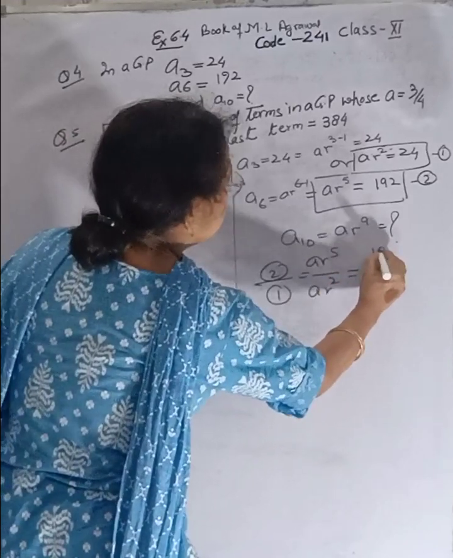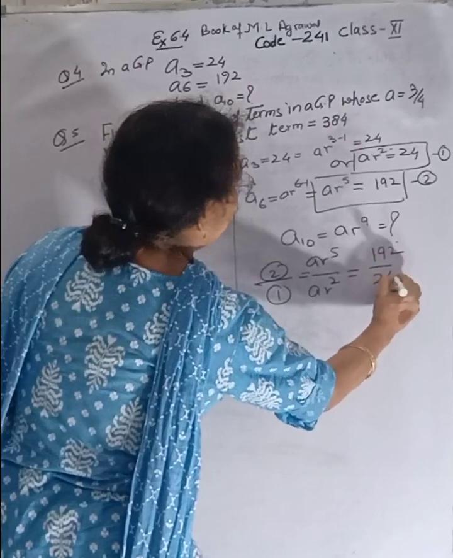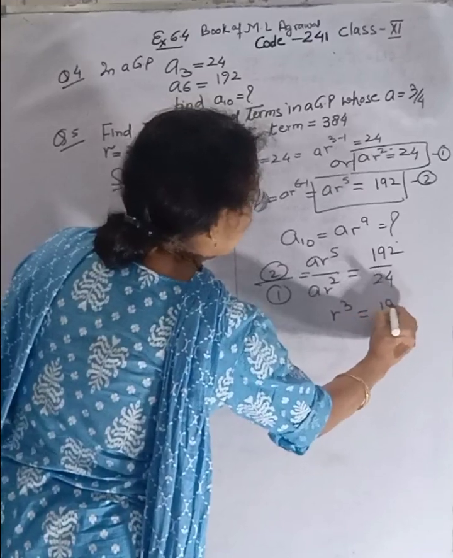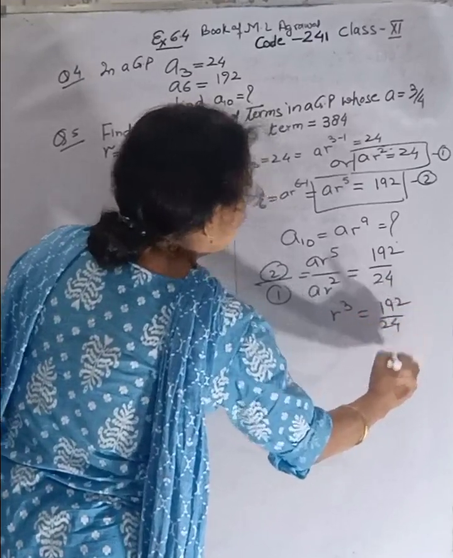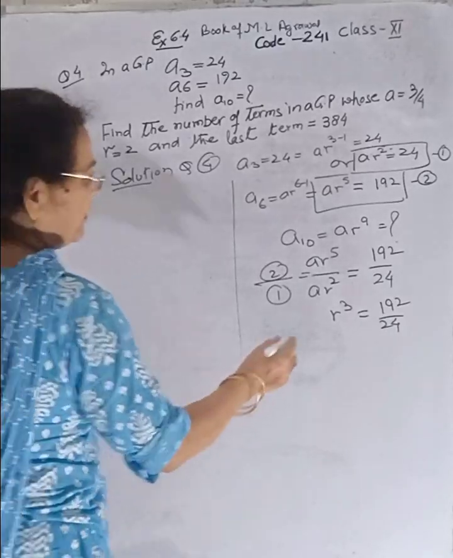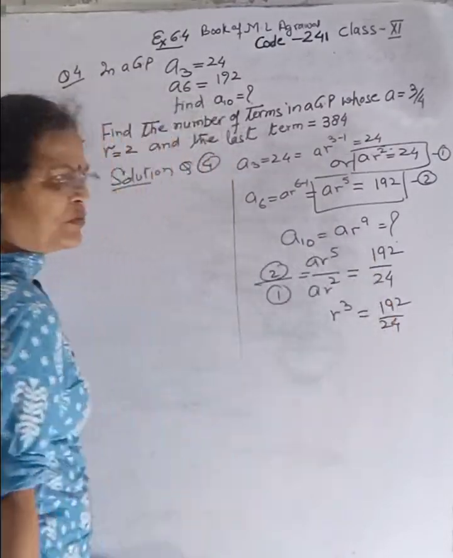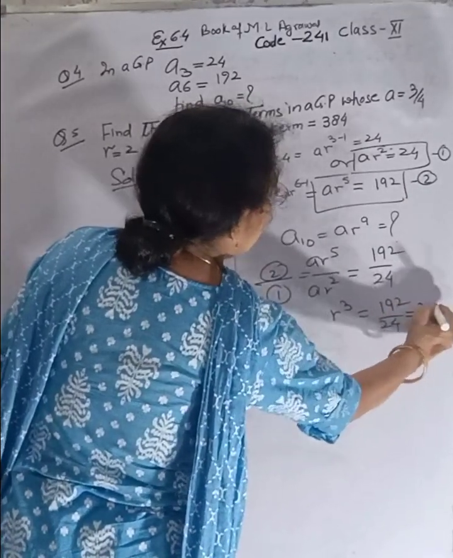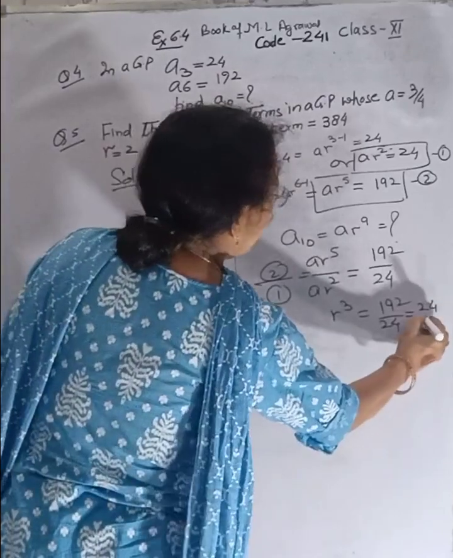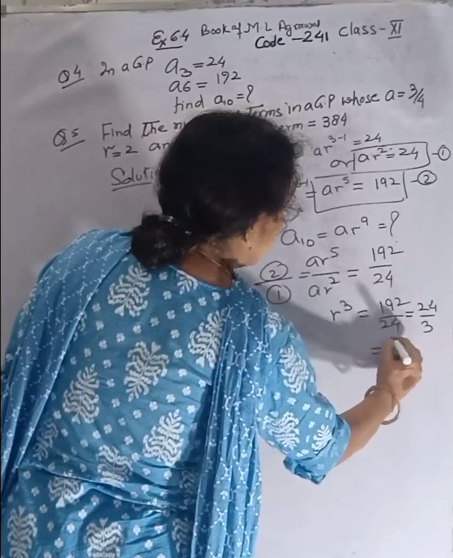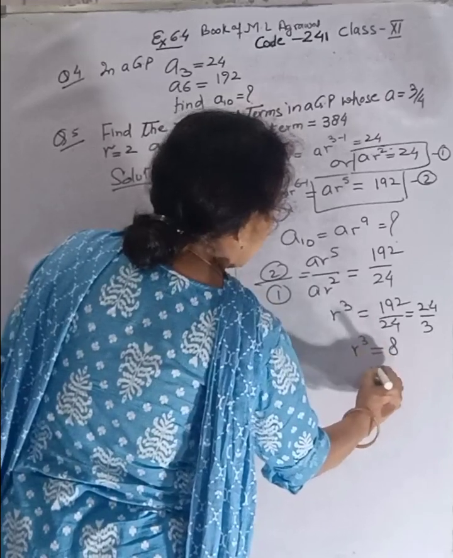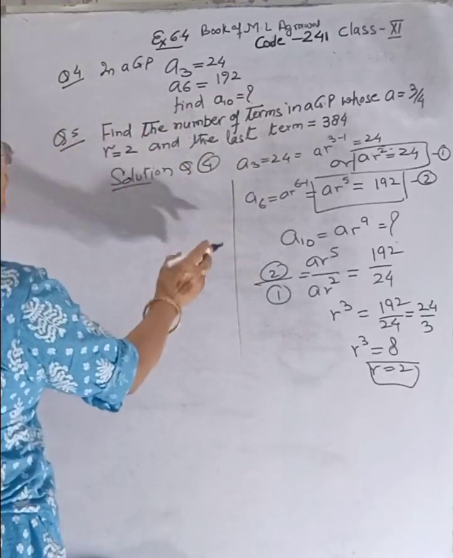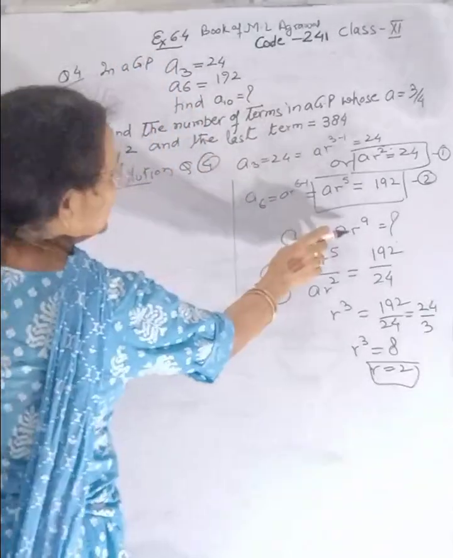R cube is equal to 192 upon 24. This can be cut by 8. Dividing both sides by 8, numerator as well as denominator, 8 2s are 16, 8 3s are 24, so we get 8 upon 3... or rather R cube is 8, it means R is equal to 2. This is the value of R, which we can use in order to find the value of A10.